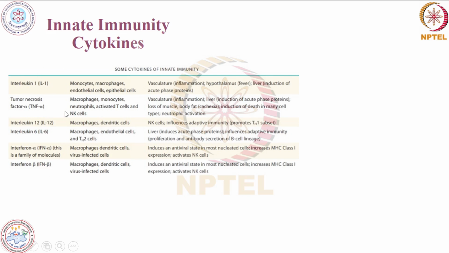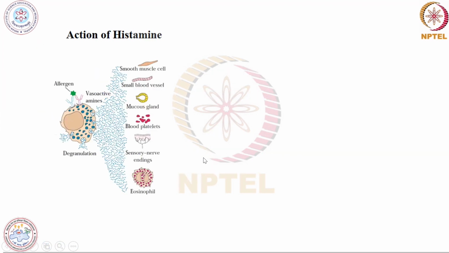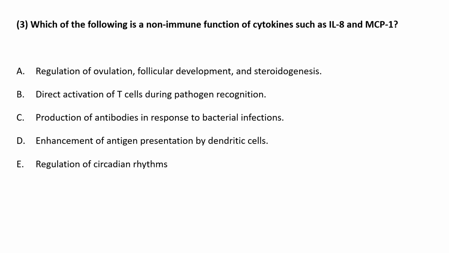So basically, you need to remember the different types of cytokines of both innate and adaptive immunity, and their role and their function, because there are so many questions related to this. This regulation of circadian rhythm is, I think, controlled by some of the tumor necrosis factors, but not by interleukin and MCP1. So the correct answer for the non-immune function of cytokines like interleukin 8 and MCP1 is the regulation of ovulation, follicular development, and steroidogenesis.